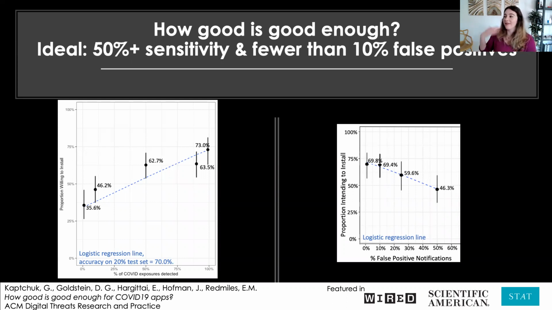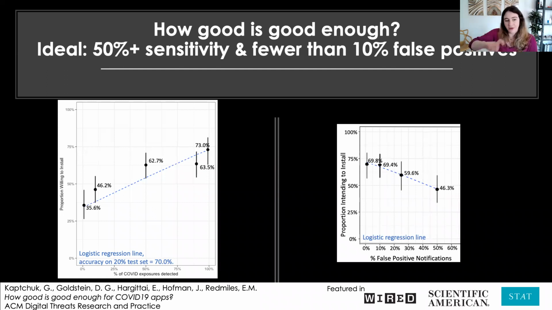Now recall, this is intent to install. This is not actual installation. And so what I would take from this is not necessarily absolute values, but trends. And the trends that we observe are, if the app is at least 50% sensitive, you have a 50% true positive rate above a baseline 1% detection rate, then a majority of people are willing to install.